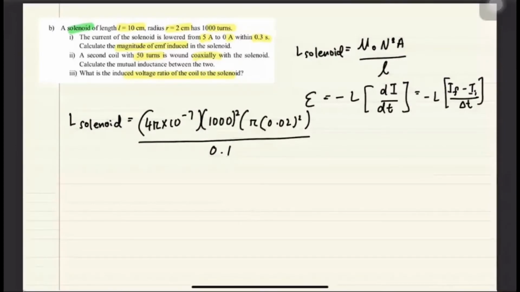Okay, this one I got 0.0158. Sama tak? Sama. 0.0158. Unit dia apa? Henry. Henry. Very good.